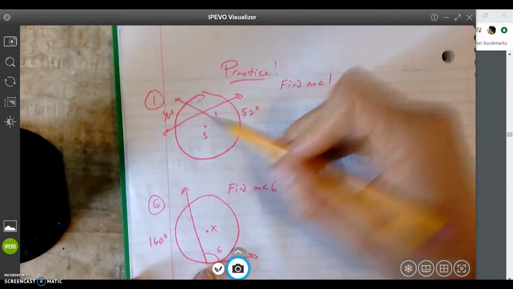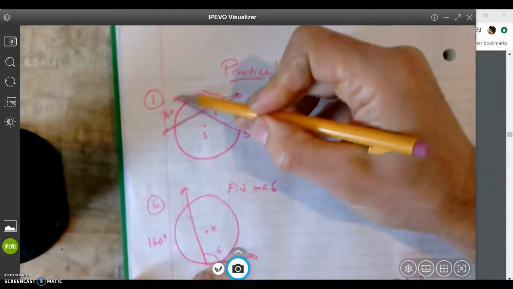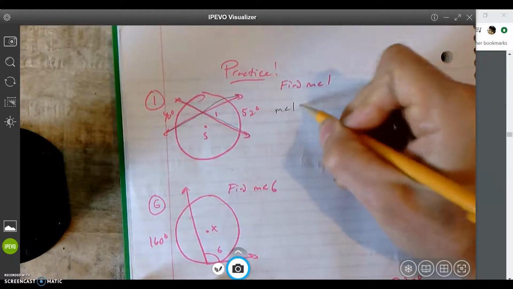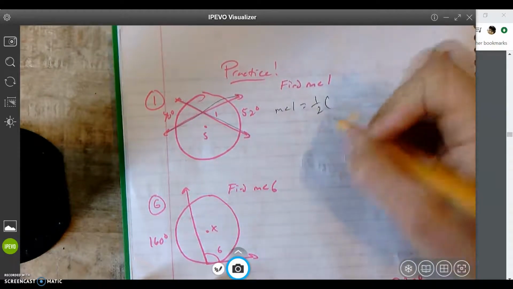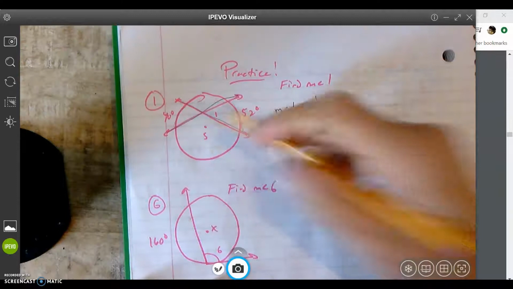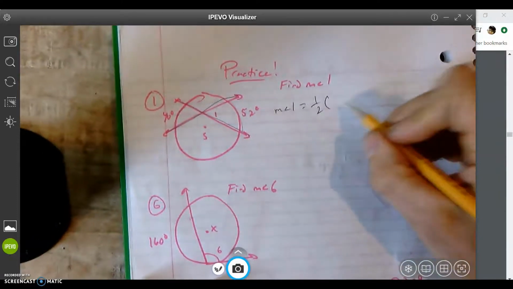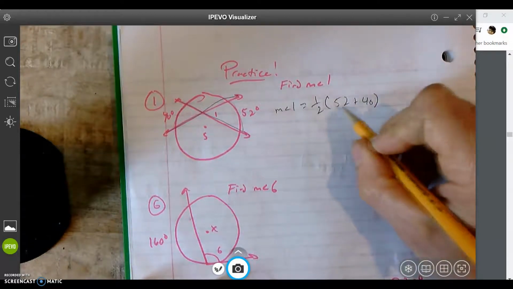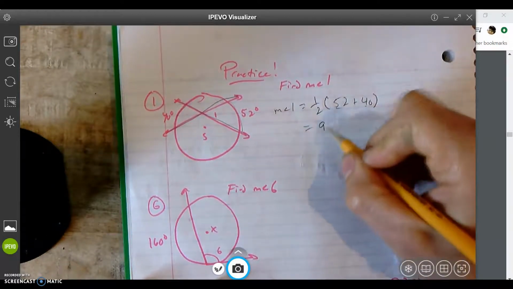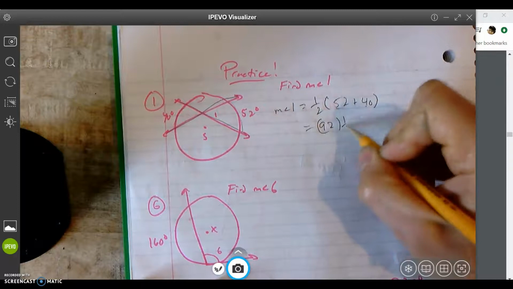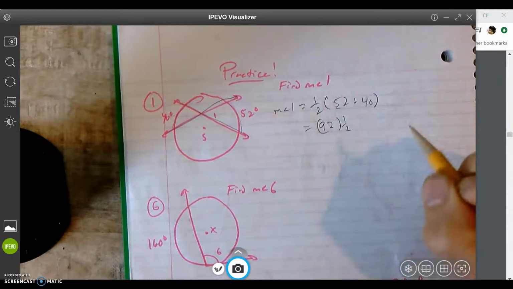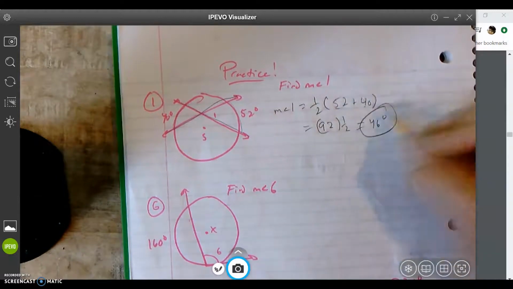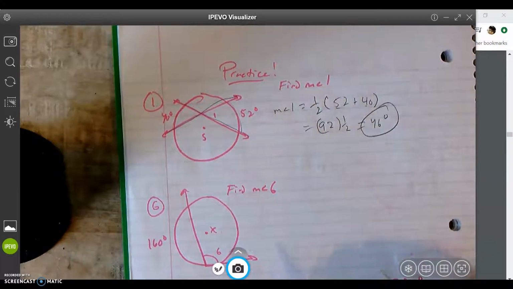All right, so the measure of angle 1, I got two secant lines. So that would mean that the measure of angle 1 equals 1/2 times these two opposite arcs. So it's 52 plus 40. 52 plus 40 is 92. And I want a half of that. A half of 92 is 46, I believe. 46 degrees. Got it. Cool.